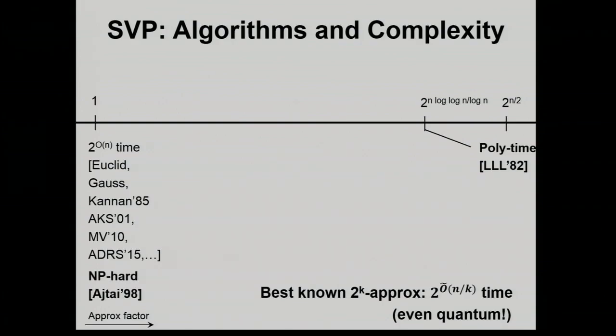Okay, so that's algorithms. One could ask about the complexity of these questions. Are these problems NP hard? In fact, more precisely, are the decision versions of these problems NP hard? And that, it turns out, is the case.